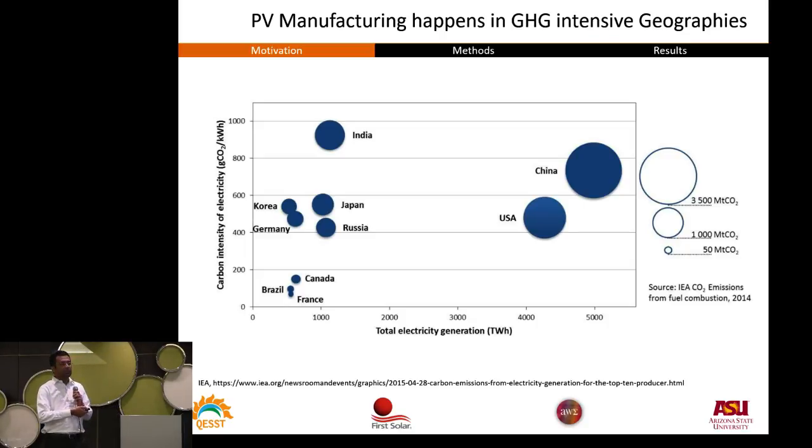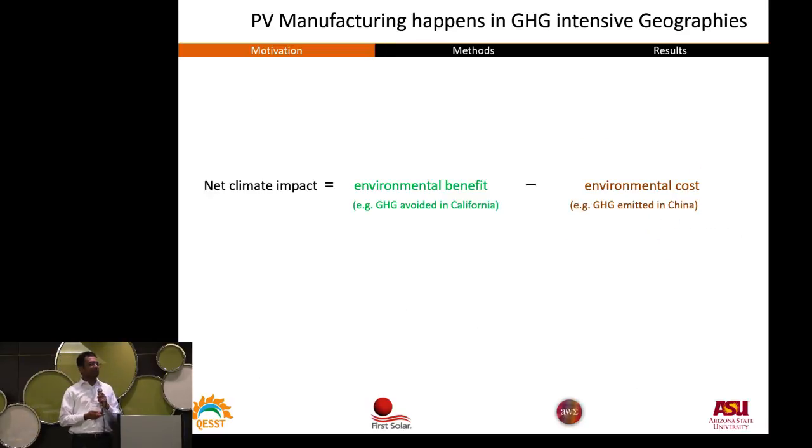It's pretty high in terms of the greenhouse gas intensity. So anything that gets manufactured in China is expensive in terms of greenhouse gas emissions. So even a PV system that gets manufactured in China, there's going to be a lot of upfront emissions in terms of greenhouse gases. So that's a climate cost. So not only do we have a climate benefit, we also have a climate cost of manufacturing a PV system.